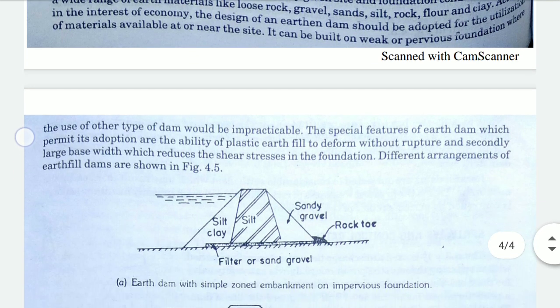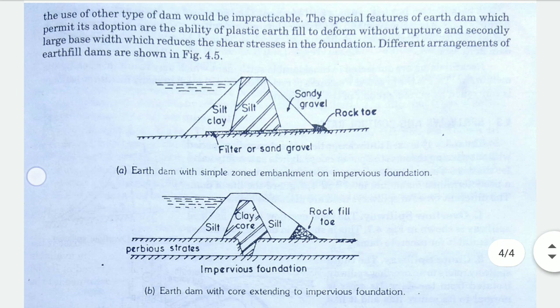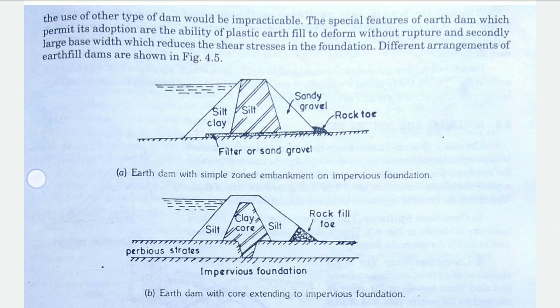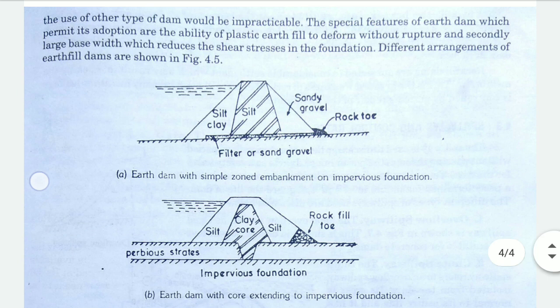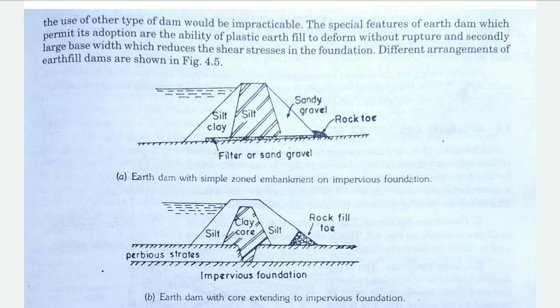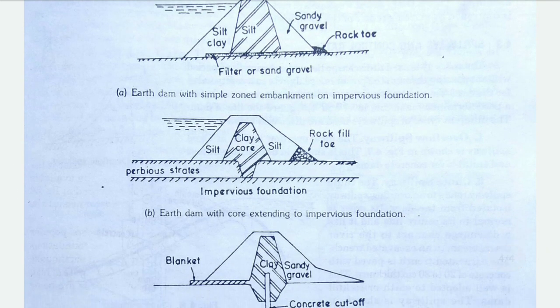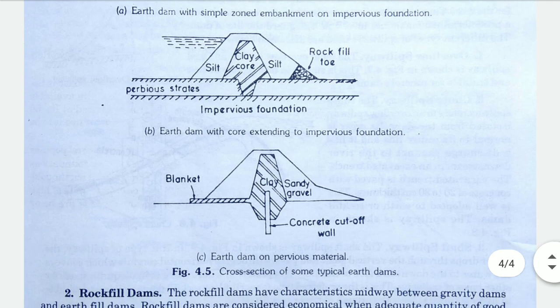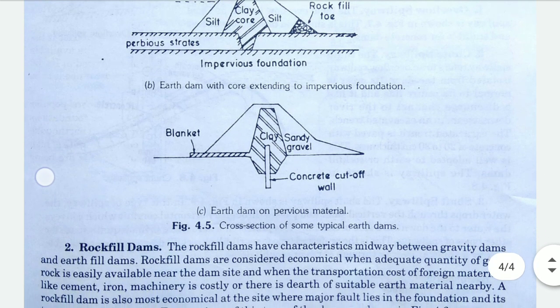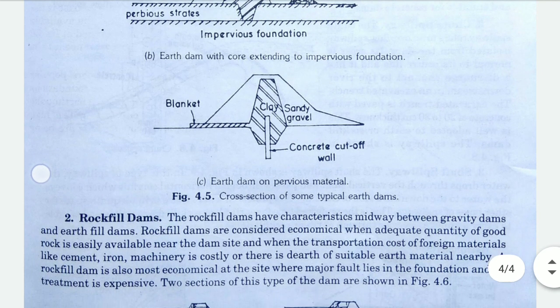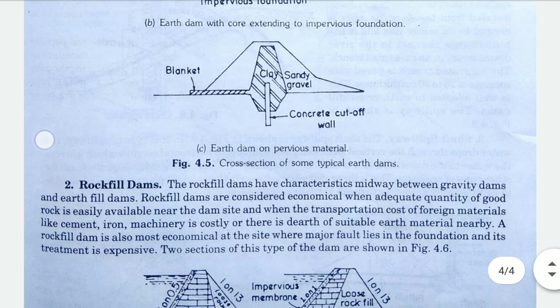Different arrangements of earth-fill dams are shown here. This one is a simple zone embankment on an impervious foundation, with a pervious foundation covered with sandy gravel, rock toe, silty clay. The second one is an earth dam with a core extending into the impervious foundation. The clay core extends into the foundation, and the others are the same: rock fill toe, side silt. The third one is with pervious material, meaning a material is already there, with a blanket, and from that the earth fill dam is made.